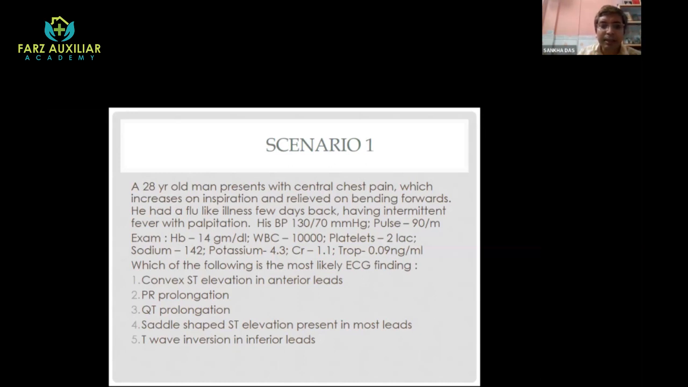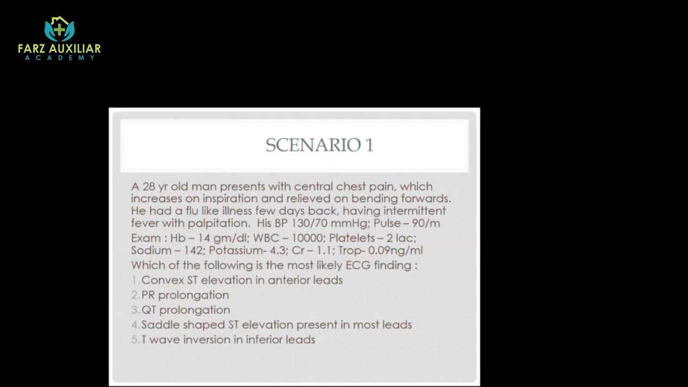A, convex ST elevation in anterior leads; PR prolongation; QT prolongation; saddle-shaped ST elevation present in most leads; P-wave inversion in inferior leads. I think it's four. The saddle-shaped elevation present in most leads. Four, saddle-shaped ST elevation. Very good. So what do you think? What is the most likely diagnosis?